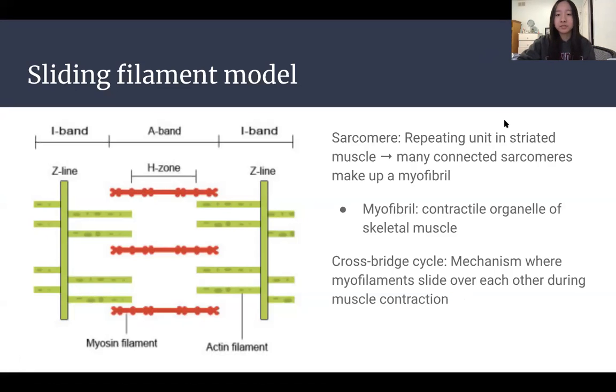For your note sheet, the sarcomere is the repeating unit in muscle tissue that makes up a myofibril. And the myofibril is just the contractile organelle of the skeletal muscle.